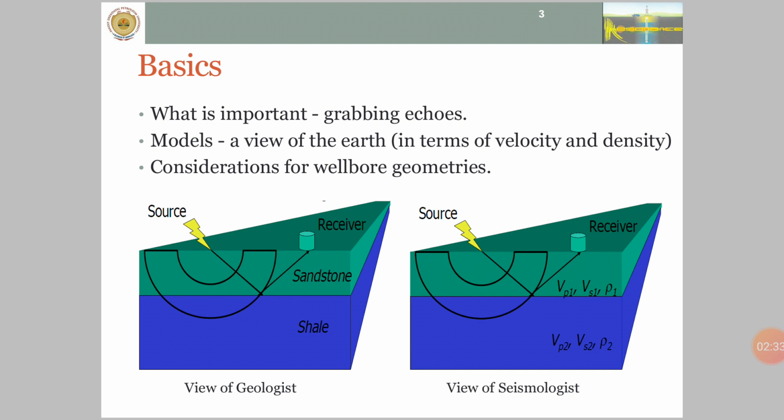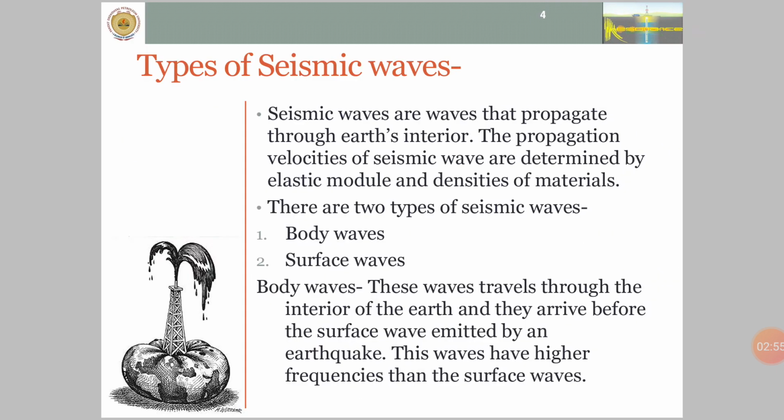The reflectivity is calculated as ρ2 V2 minus ρ1 V1 divided by ρ2 V2 plus ρ1 V1. Based on whether the reflectivity is positive or negative, we can have either a peak or a trough, and the wave shape gives an important clue, which we have seen in the attributes, in understanding the hydrocarbon presence.